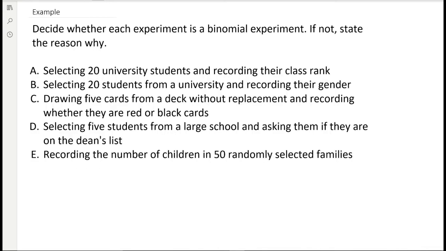So let's look at an example. We want to decide whether each experiment is considered a binomial experiment. If not, state the reason why. So part A, selecting 20 university students and recording their class rank.